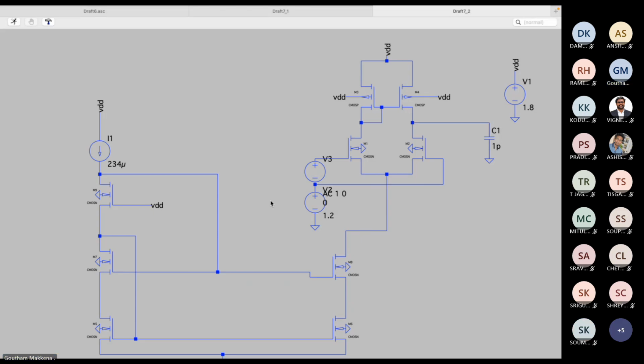Is that clear how I sized all these? Is that clear? Yeah. You can try with this. This will be the last experiment.